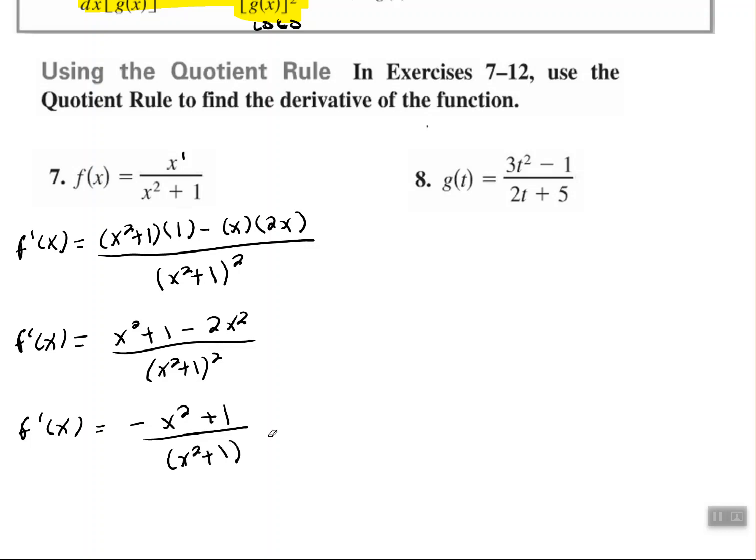So we have negative x squared plus 1 all over positive x squared plus 1 squared. We cannot simplify that any more than the numerator and denominator because the x squares have different signs there.